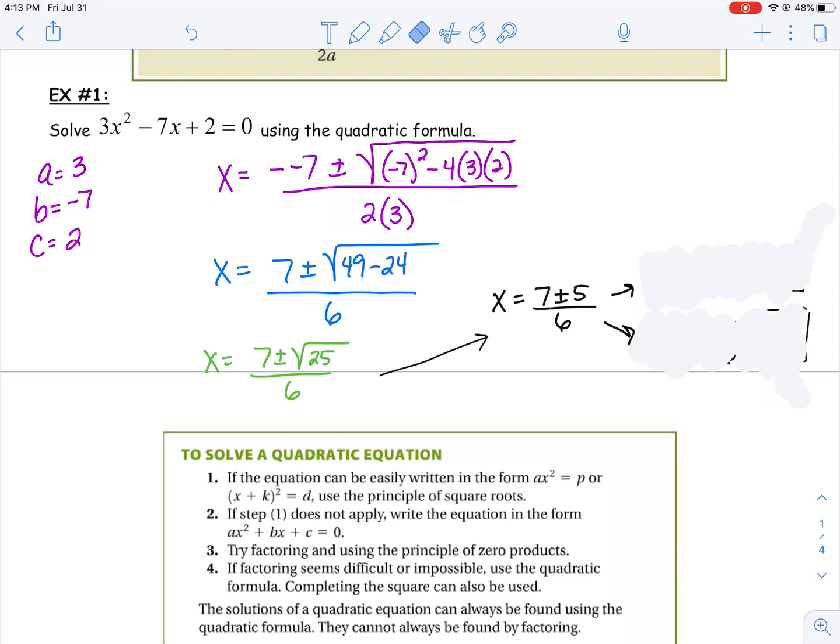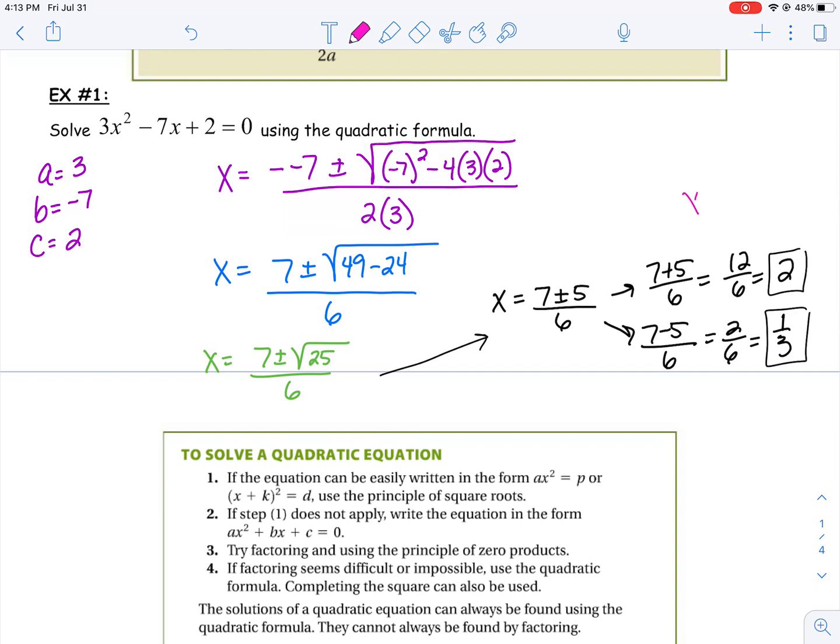So really, I actually have two different answers. One that says 7 plus 5 divided by 6, and 7 minus 5 divided by 6. 7 plus 5 is 12. 12 divided by 6 is 2. So x equals 2. I also have 7 minus 5, which is 2, divided by 6, which is really 1/3. So I end up getting two answers: x equals 2 and x equals 1/3. Two answers that work in this quadratic equation.